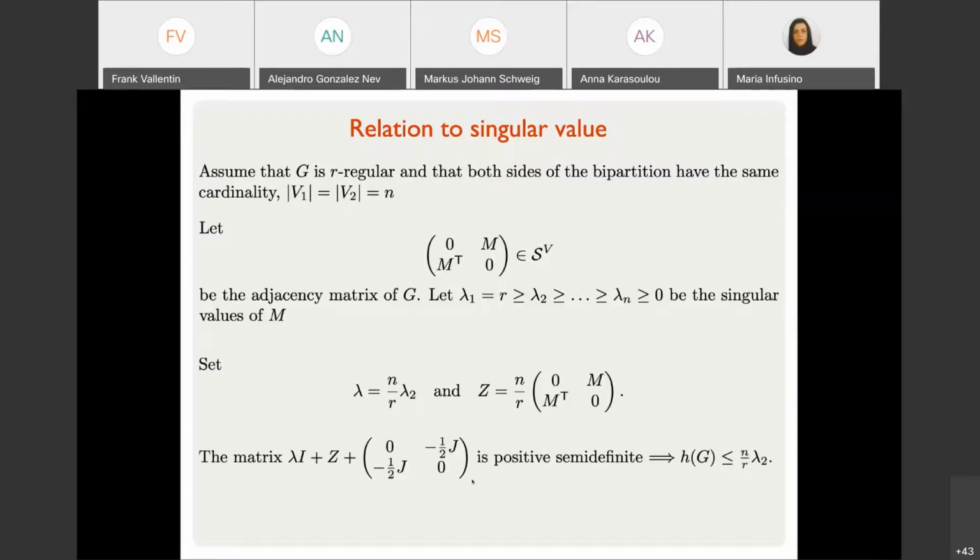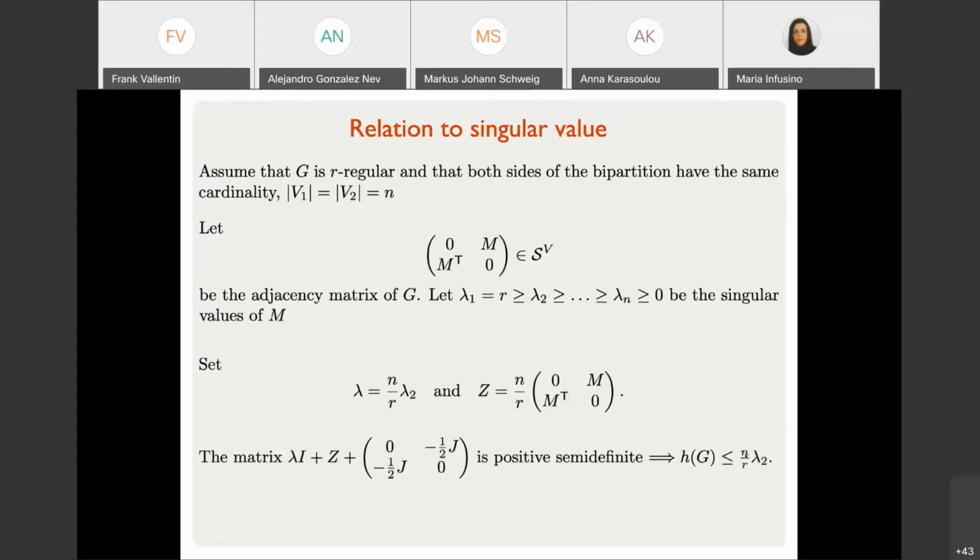Hence, the theorem we discussed before shows you an upper bound for h of G, and this upper bound of h of G is n divided by r lambda 2. So we see that the parameter h of G is related to the size n of the bipartition, to the regularity, and to the second largest singular value of the matrix M, or the second largest eigenvalue of the adjacency matrix of G.